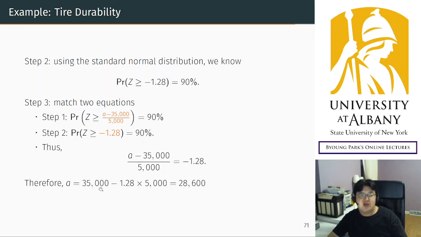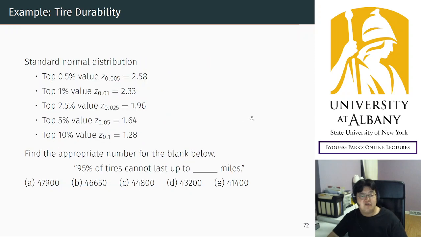So if you calculate them, you get this number. So that's the cutoff for 90%. So 90% of tires will last more than 28,600 miles. That's what we got in the end. So now let's try another thing on the same structure. We are going to find this number.